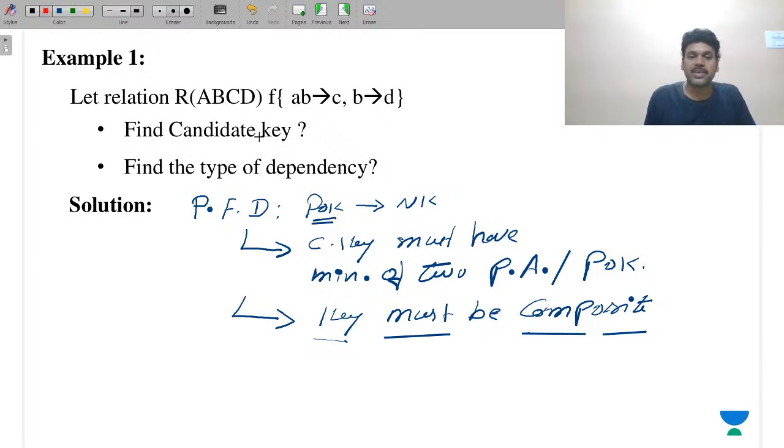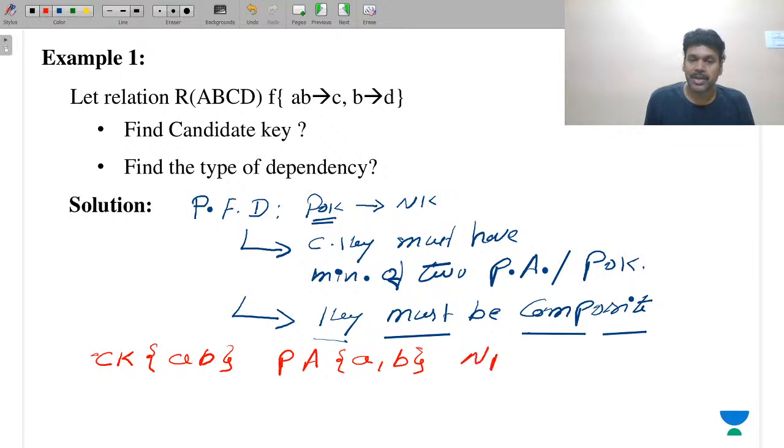Now, what type of dependency is it? We want to find the candidate key from there. Your candidate key is AB, your prime attributes are A, B, and your non-prime attributes are C, D. Now look at the first production: AB implies C. So C is a non-key, as listed here.